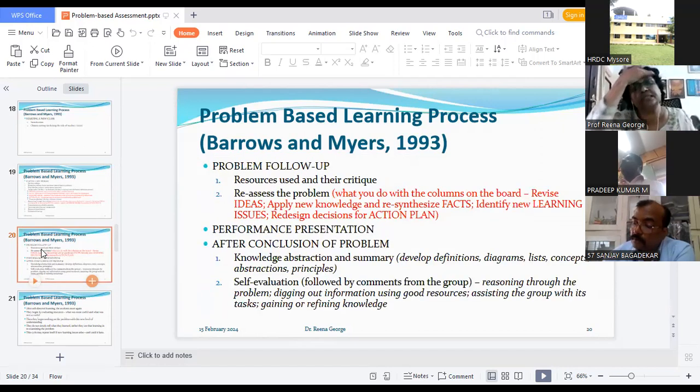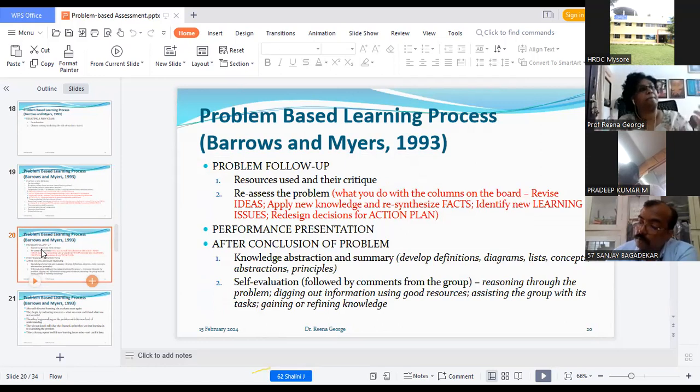The next step is problem follow-up. So resources used and a critic. You have to criticize the resources used. You see, one student is coming up with a solution that we'll spray Coca-Cola on the plants. That is usually used for killing mealy bugs. We can get rid of mealy bugs from some plants by spraying Coca-Cola. I usually do that, and it's very effective, and it doesn't create any problem to the environment also. Don't drink Coca-Cola, you can use it for that purpose. Like that, they come up with very critical resources.